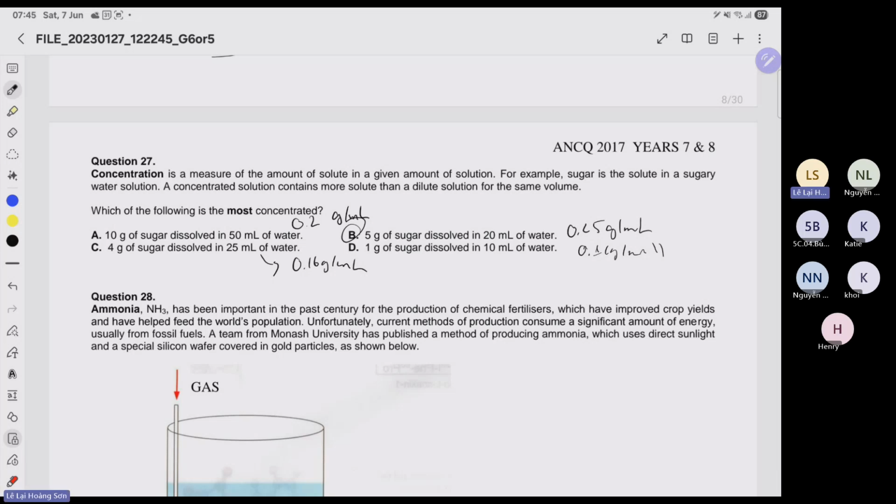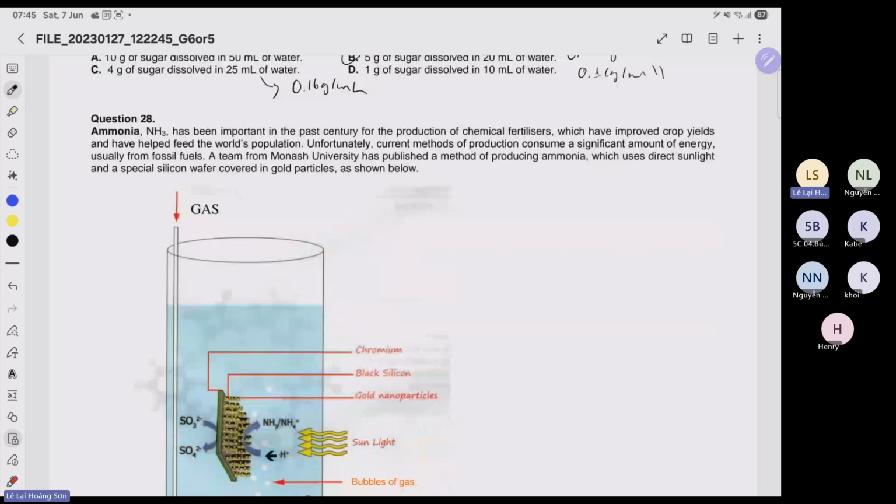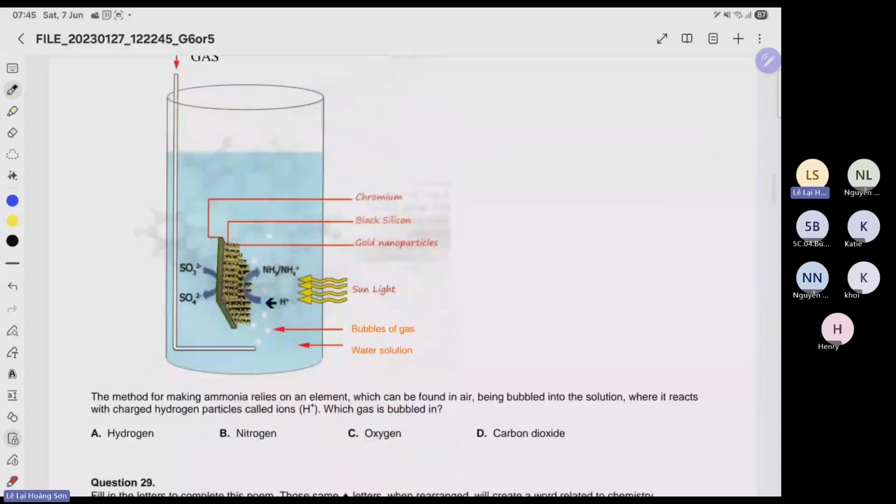All right, moving on to the next question. Ammonia makes fertilizer, and so on. We have a system to make ammonia from sunlight, like this. The method is realized in that an element that can be found in the air is bubbled through the solution, where it reacts with the charged hydrogen particles. What gas is bubbled in?